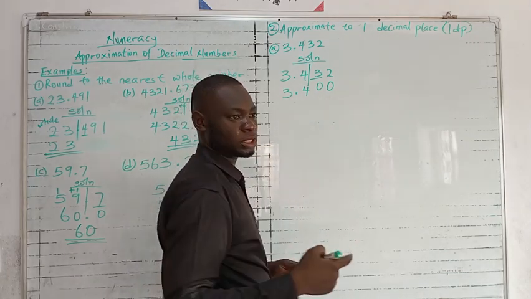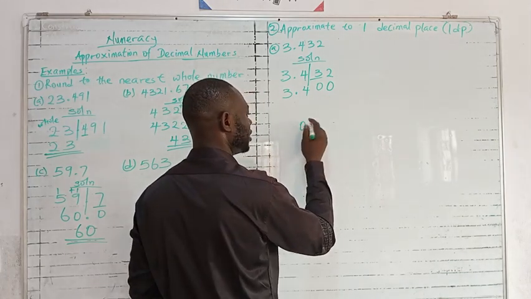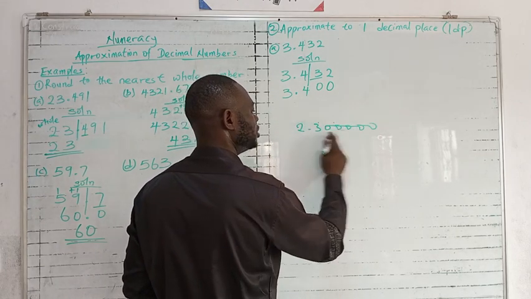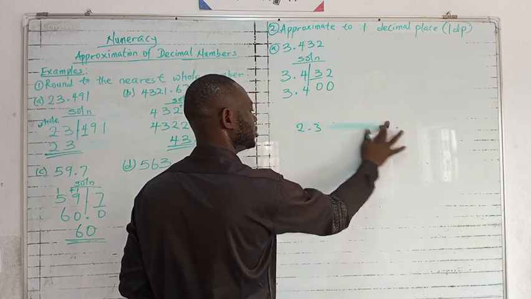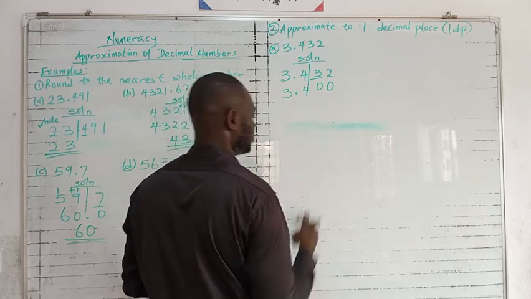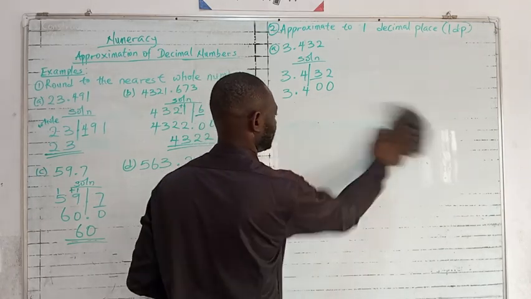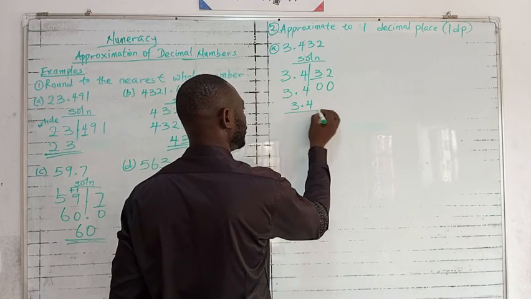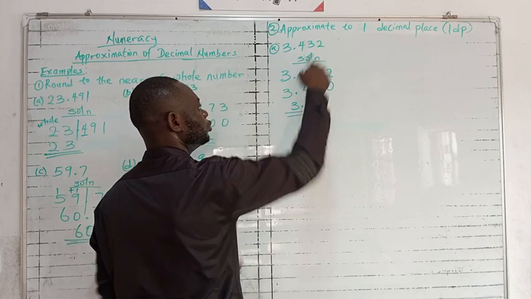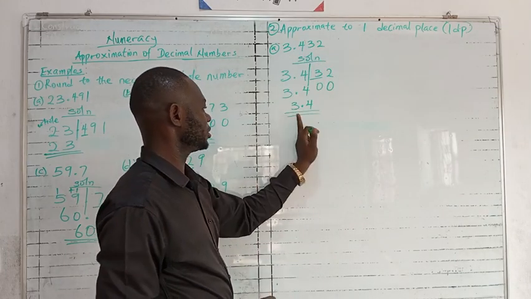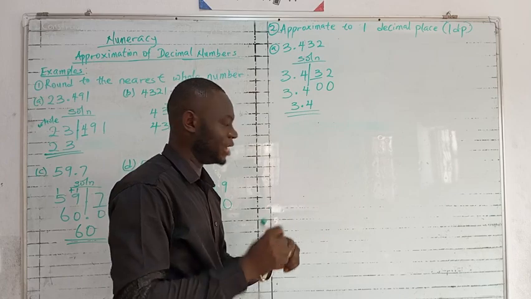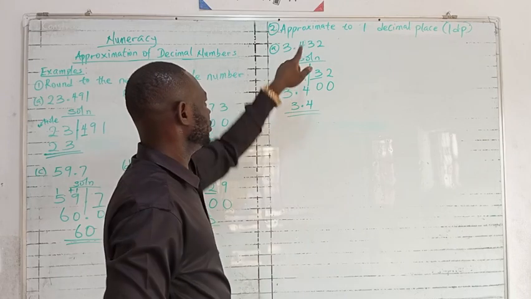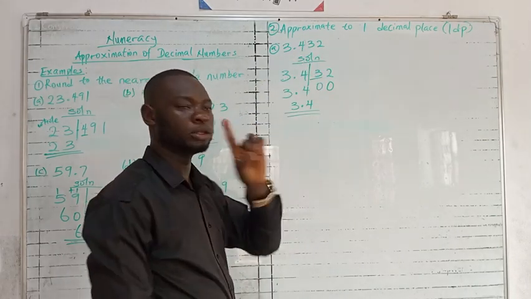These two zeros become what? Insignificant. Remember I told you that if you have, let's say, 2.3, all these zeros are not important because they do not change anything and they do not add anything to that number. Alright? So our final answer now becomes 3.4. You now notice that 3.432, which at this point has 3 decimal values, is now having only 1 decimal value. So we can now say that we have approximated this number to 1 decimal place, from 3 decimal places to 1 decimal place.